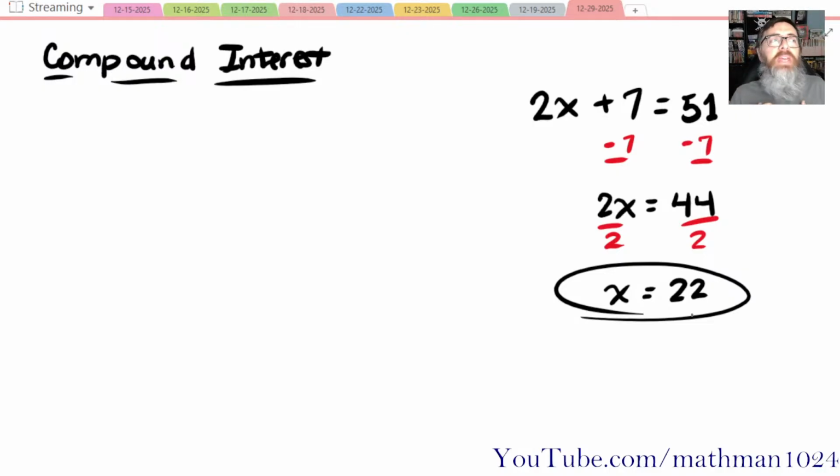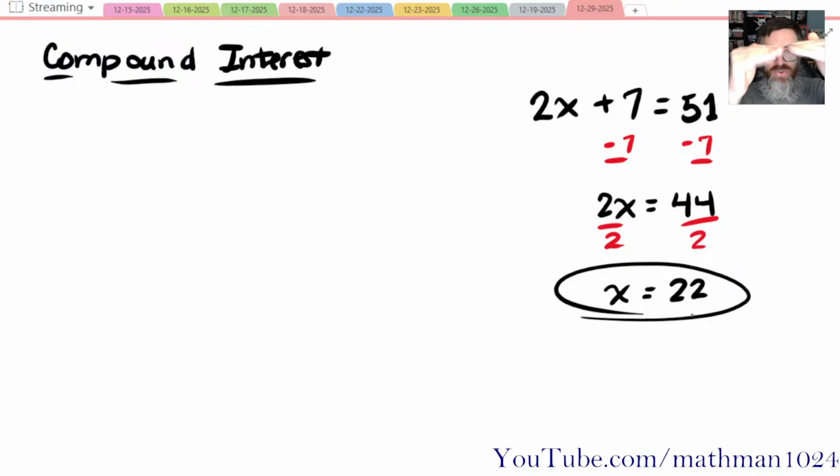The whole thing that we as kids and you as kids have said forever, whatever you do to one side of the equation, you have to do to the other side, because there's a property for that. And when I get down to x equals 22, we have to understand, what does that mean? What it means is that at the very beginning of this problem, we made certain assumptions. And one of those assumptions is that 2x plus 7 equals 51 is true.